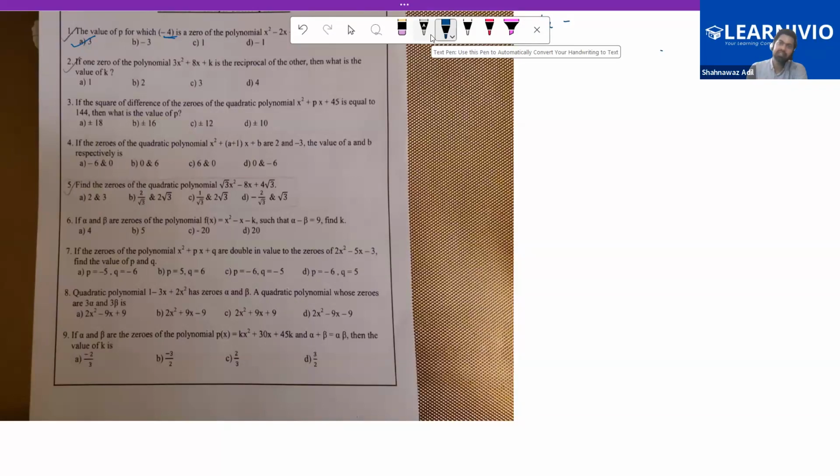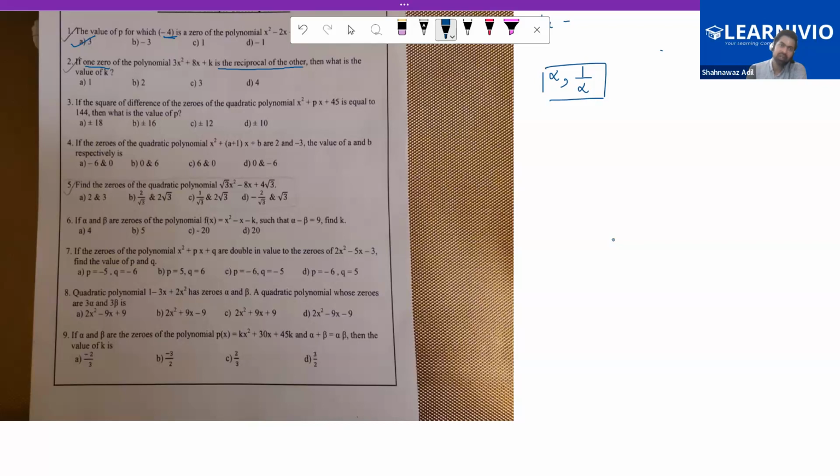Let's suppose that this is the important thing, right? That one zero is the reciprocal of the other. So if I take one as alpha, what would be the other zero? Beta. But beta is related with alpha, right? Yes, sir. So what is the reciprocal of alpha? 1 by alpha. So these are the two zeros. One is alpha, the other one is the reciprocal of alpha. That is what is given, right?